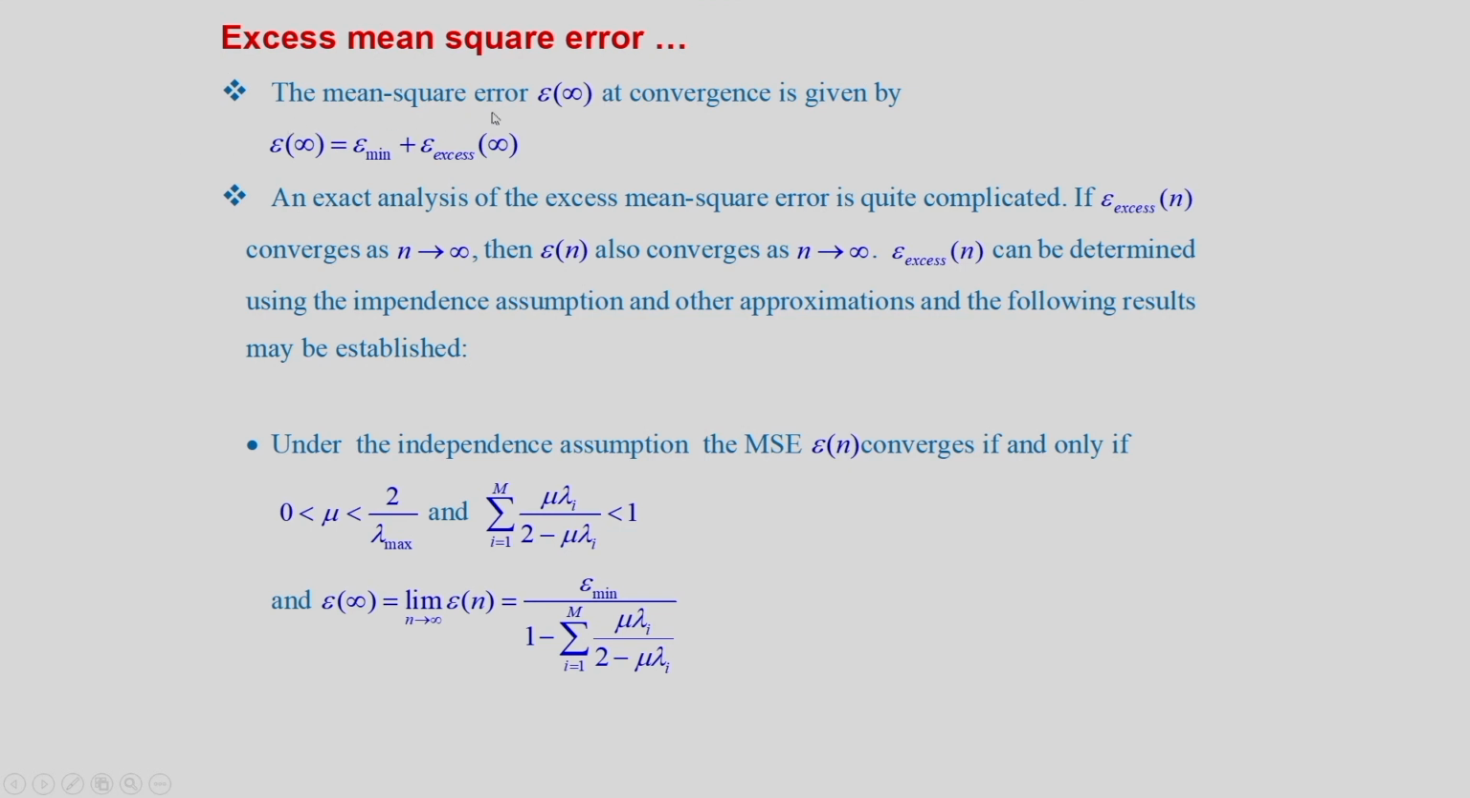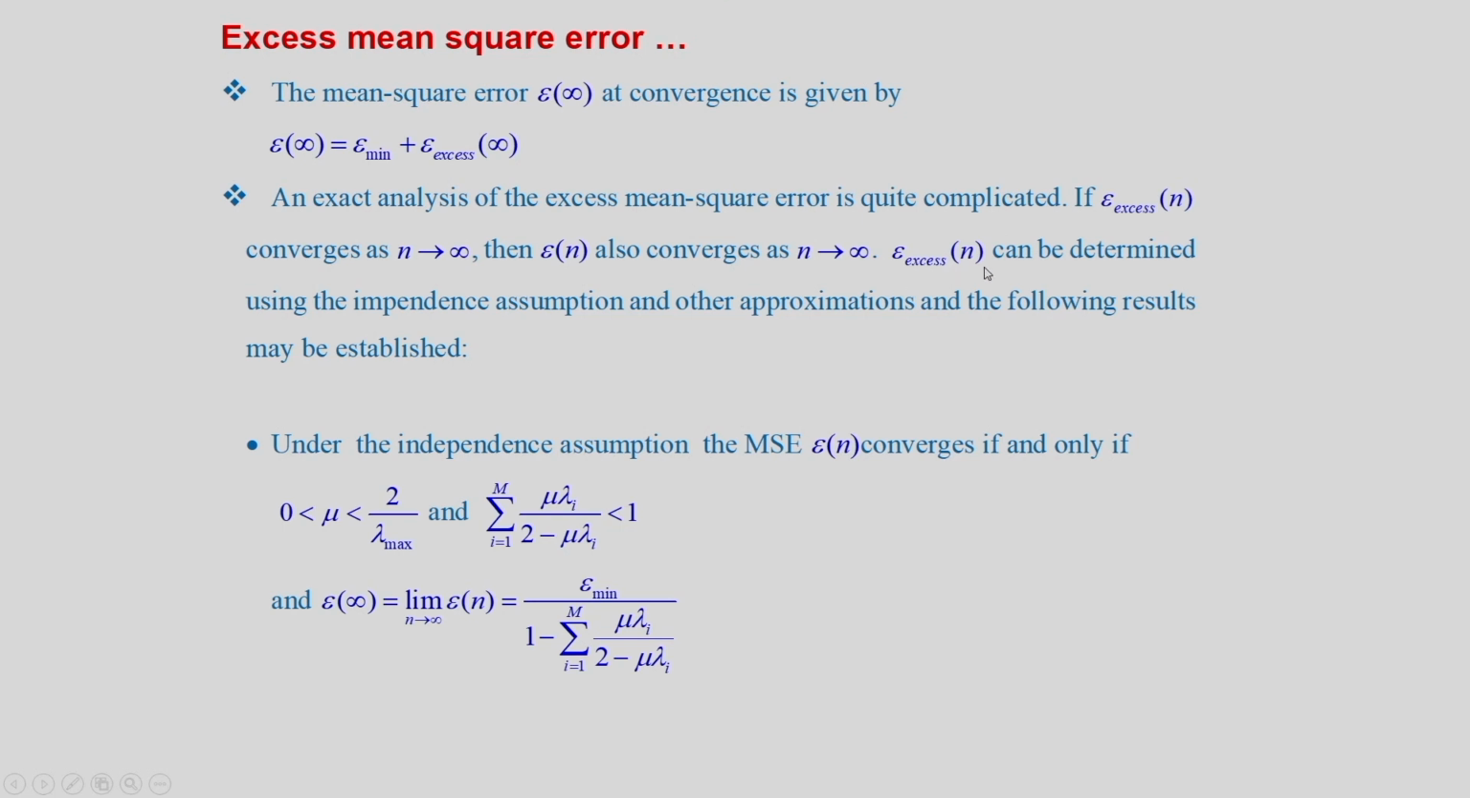The mean square error, that is epsilon infinity at convergence, that is the mean square error as n tends to infinity, is equal to epsilon min, that is the mean square error corresponding to the Wiener filter, plus epsilon excess infinity. This is the excess mean square error. An exact analysis of the excess mean square error is quite complicated. If excess mean square error converges as n tends to infinity, then En will also converge, because if this part converges, this part will be also converging.